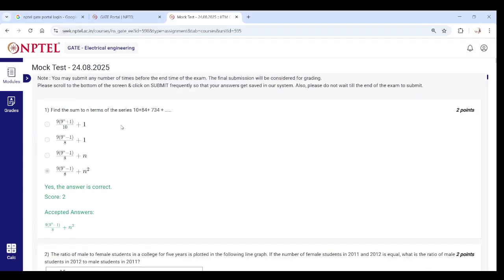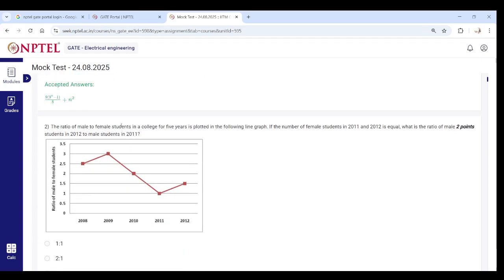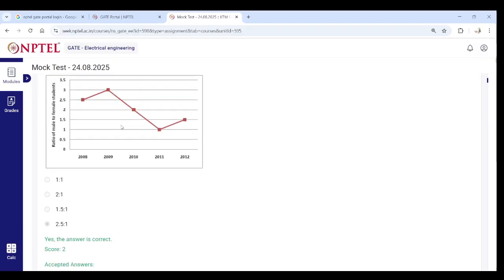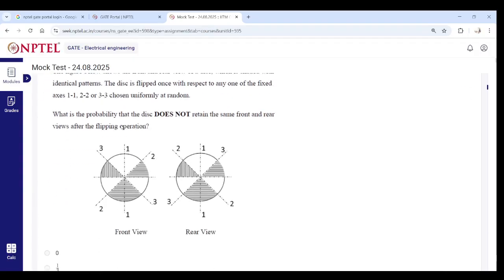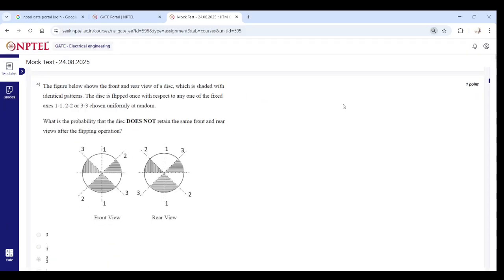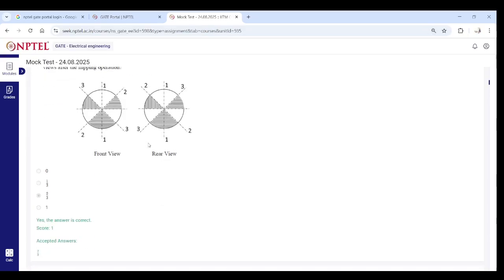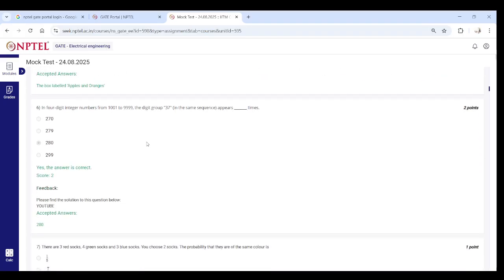So we can see the answers. Okay, related to the maths. Next, the general question. Next is related to the maths. Okay, products of roots. Next, related to the applied reasoning. Next, fifth question. Okay. Next, sixth question.